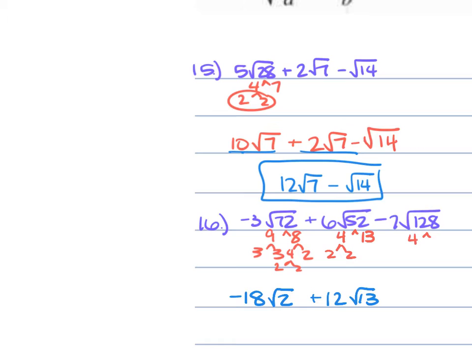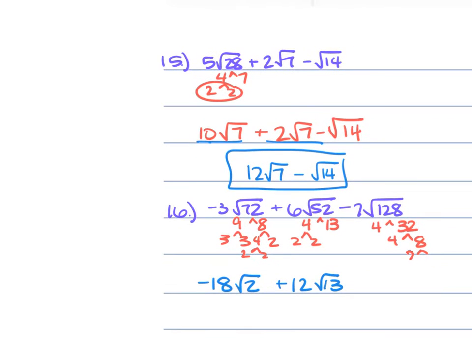The 128 is 4 and 32. 32 is 4 and 8. 8 is 2 and 4. 4 is 2 and 2. So this is 2 times 4 times negative 7. 2 times 4 is 8 times negative 7 is negative 56 square root 2.